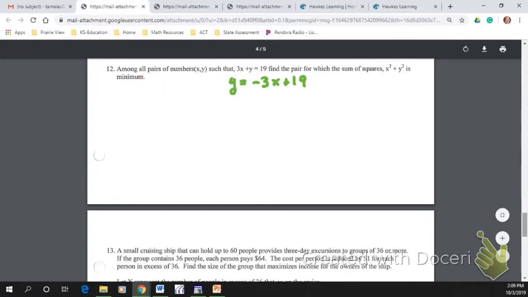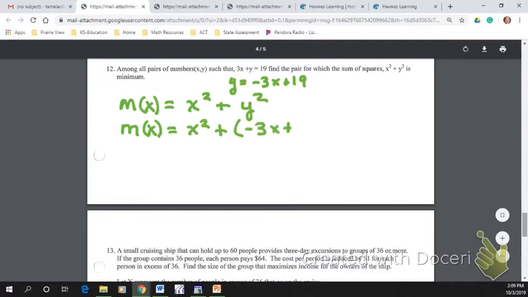So to figure that out, here's what we're going to do. We're going to write a function for the minimum using the variable x. We already know it's x squared plus y squared, but because I'm writing in function notation, I only want to use the variable x. Well, what is y equal to? Y equals negative 3x plus 19. So I can write this function using only x's by replacing y with negative 3x plus 19. We okay with that? All I've done is substitute negative 3x plus 19 in for this y.